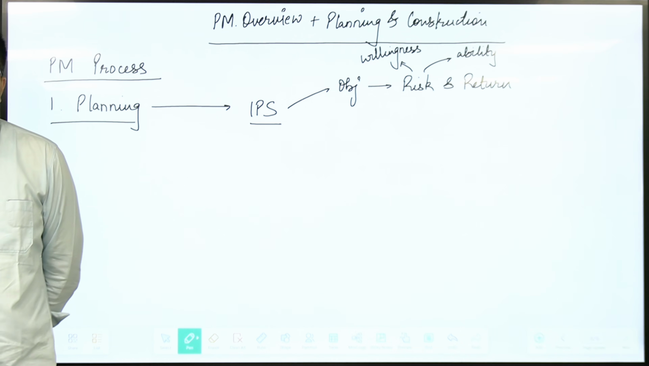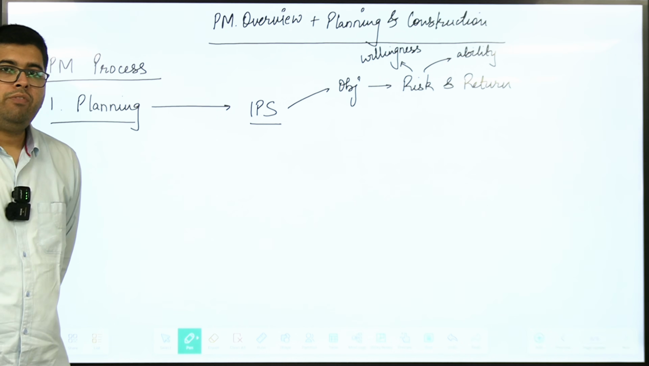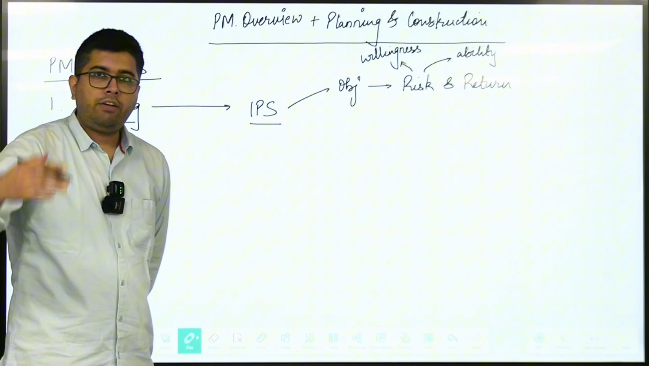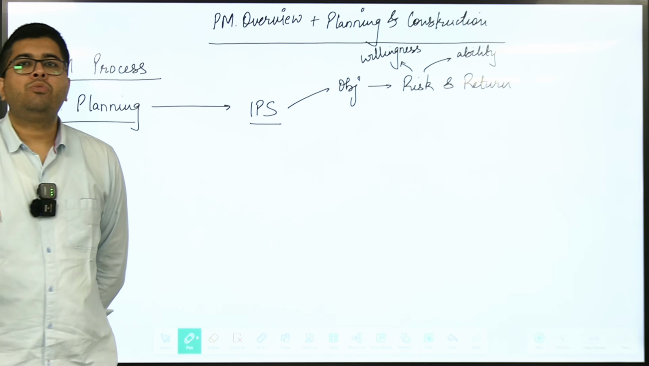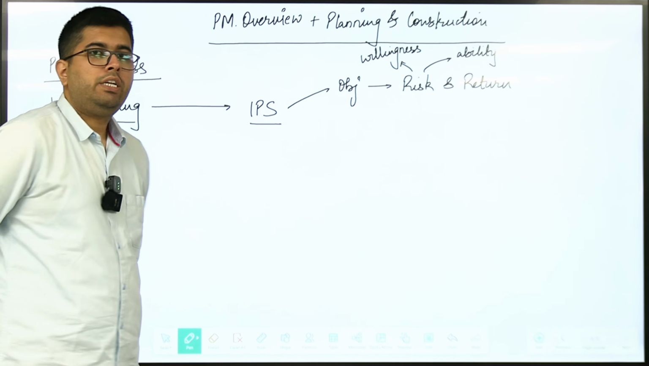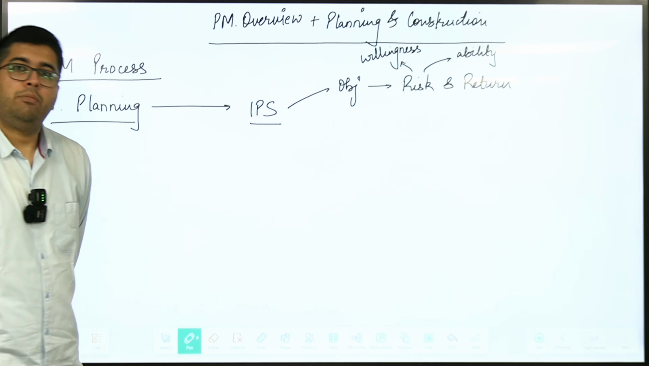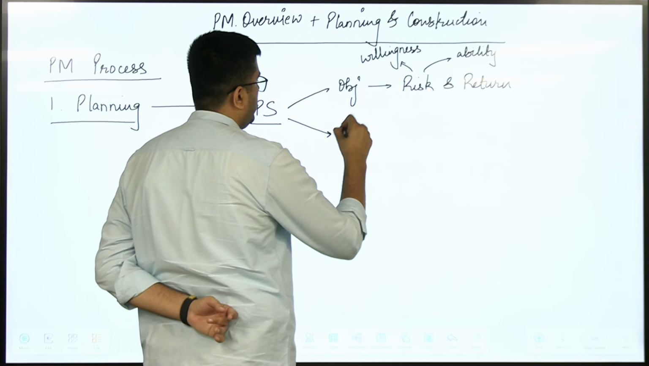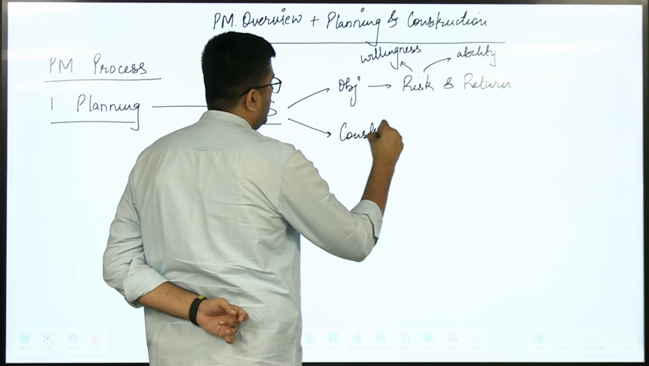But the idea is that over time, whatever gap is there between willingness and ability, in ethics you study this, that we have to constantly communicate and try to make the client more informed so that we can bridge this gap between the willingness to take risk and the ability to take risk. The second section of IPS is the constraints.